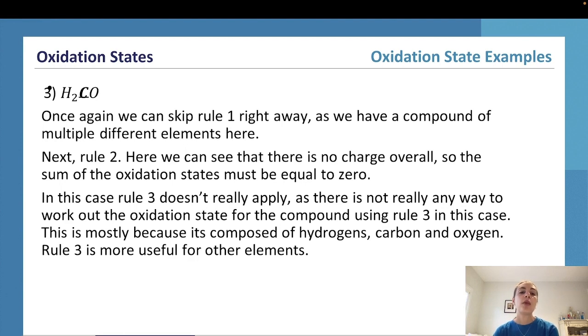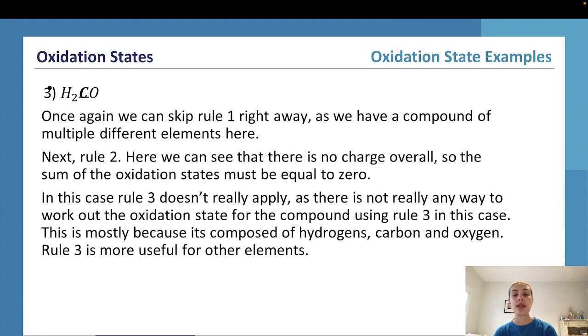In this case, we know that rule number 3 is not really going to apply, because we don't have those group 1 metals in there, or group 17 elements, so we can't apply that. This is because it's mostly composed of hydrogen, carbon and oxygen. So rule number 3 is typically more useful for other elements, and in this case we need to go on to our next rule, which is applicable, and that would be our hydrogen rule.